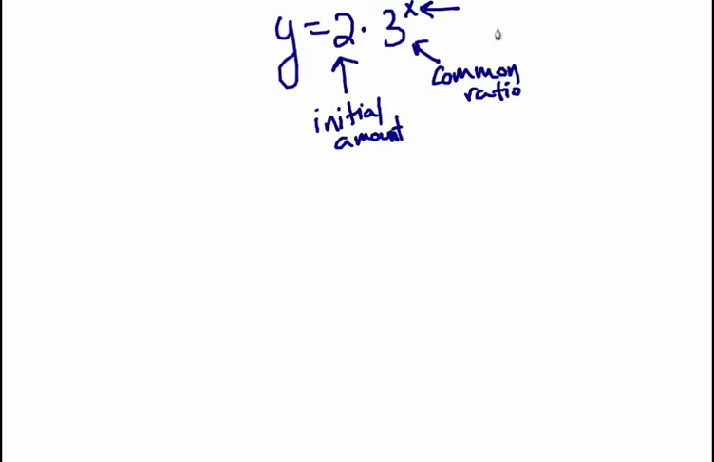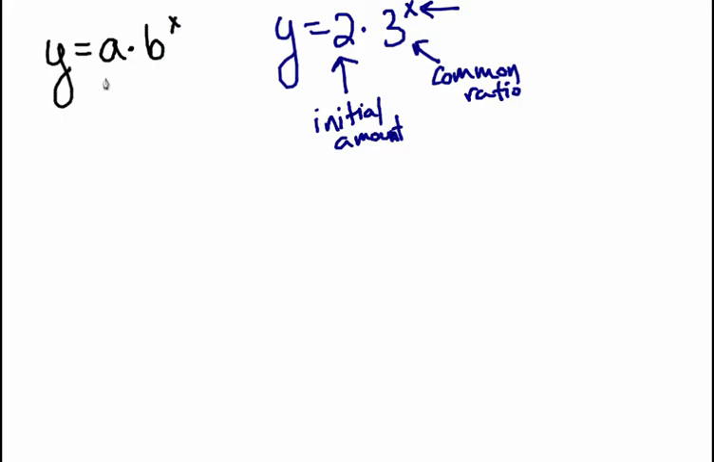That was what changed each time. It went 2 times 3 to the 1, and then the next week it was 2 times 3 squared, and then the next week it was 2 times 3 cubed. So in general, we think about exponential equations being written in the form y equals some number a, some coefficient a, times b to the x power.